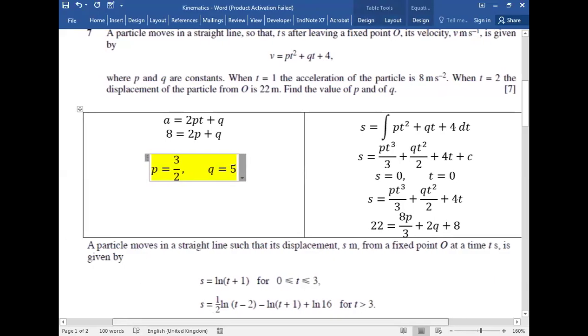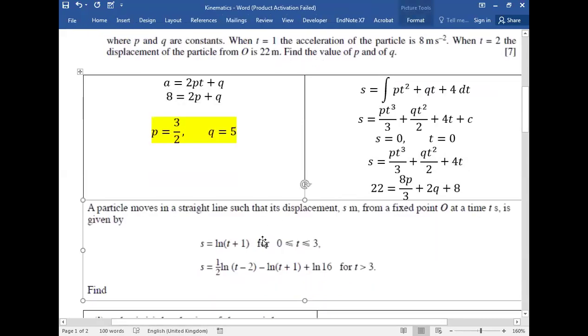These are the values of P and Q that you must get by solving these two equations simultaneously. Now let's come to a much more difficult question. A particle moves in a straight line such that its displacement s from a fixed point O at time t seconds is given by this. They have given us two different equations.